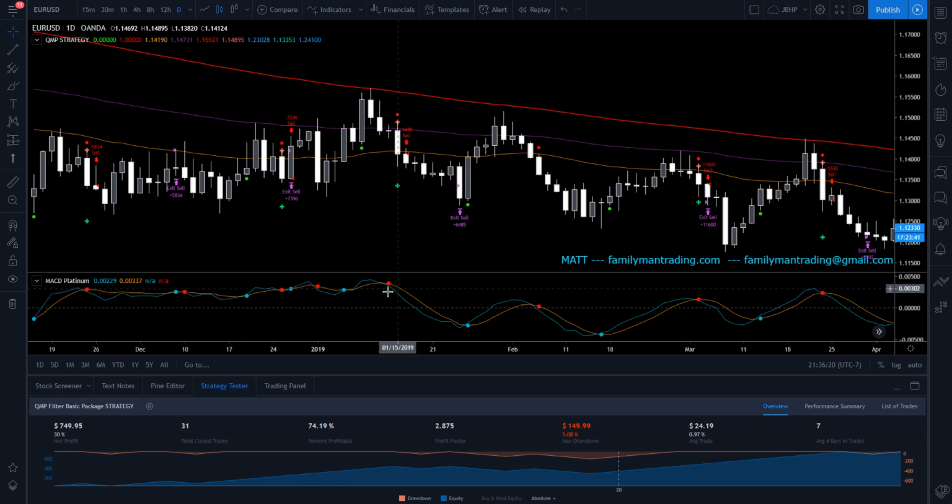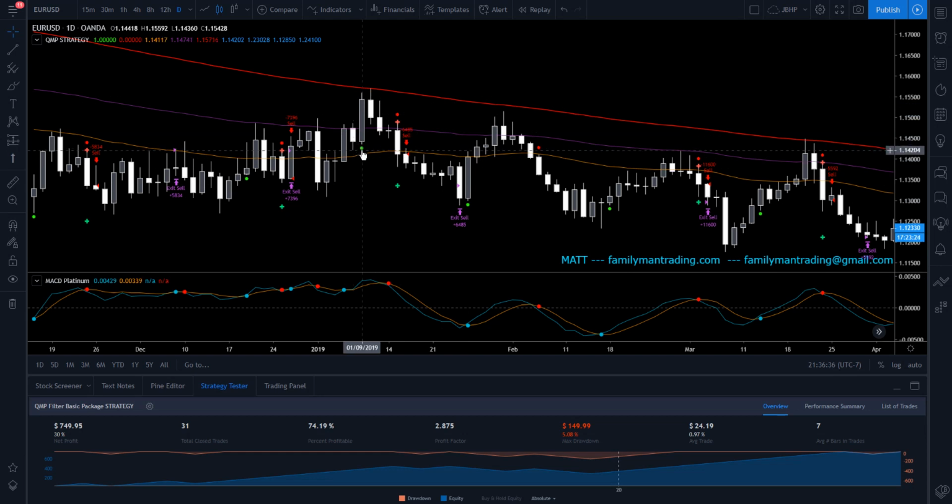MACD Platinum hasn't changed with the strategy script whatsoever, and you don't actually have to have this on your screen if you don't want to. I just know people are familiar with it, so I leave it on there, but it's actually programmed behind the scenes on this indicator itself, so if you deleted this, all of this would still work.